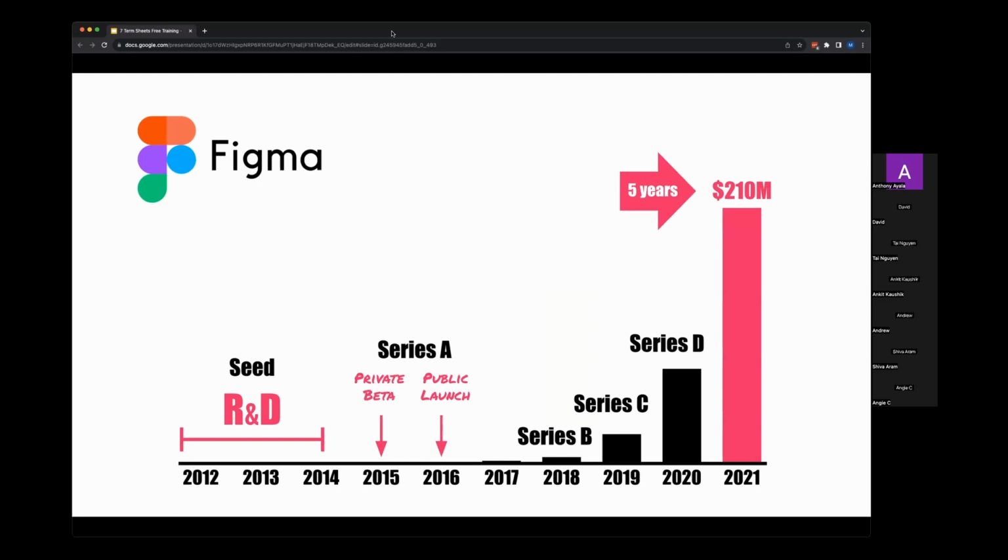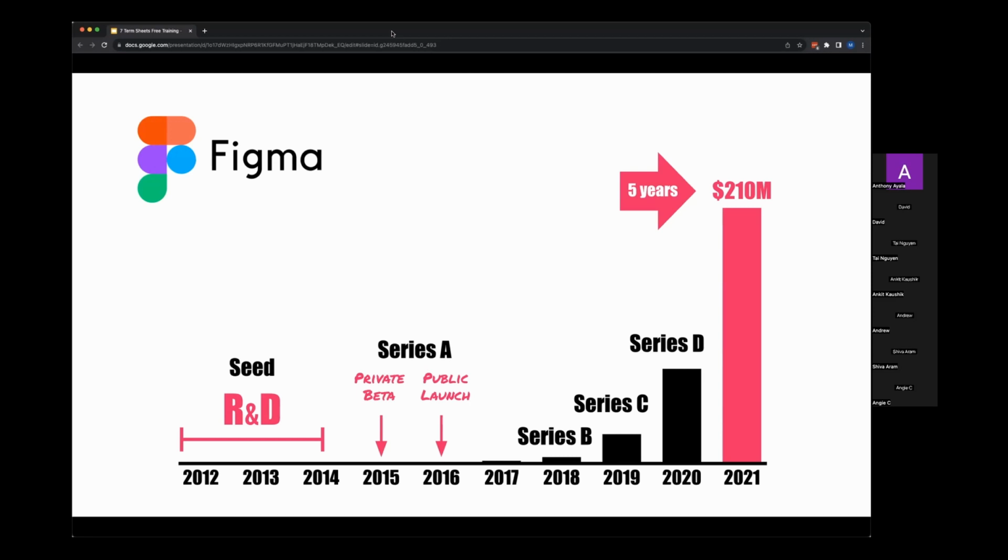And let me be clear, revenue always makes it easier to make this belief, but it's not the one thing, because so many people go to VCs and say, I have the revenue, you should give me money, but that's not the case, right? So Figma is a really good example of this as well. They raised their seed round, and their first 3 years in existence were pure R&D. 2015 was their private beta, and their public launch was in 2016, and sort of in the middle there is when they raised their Series A round of financing.